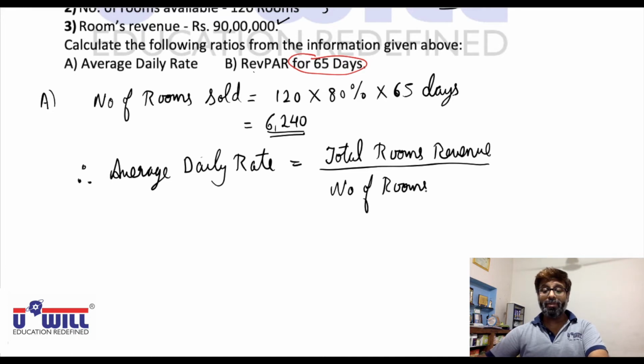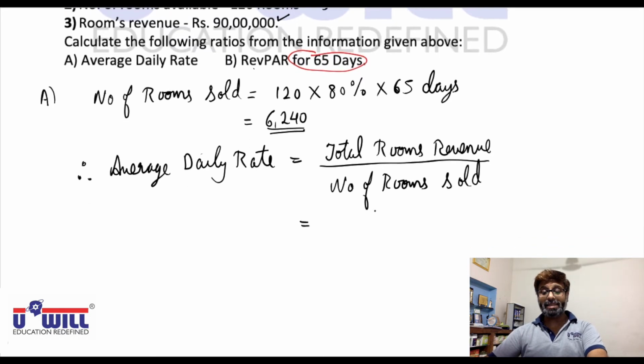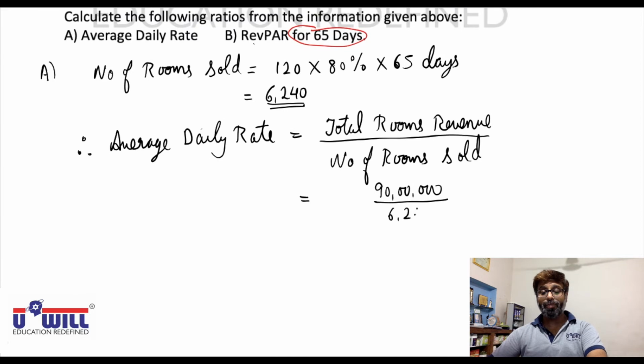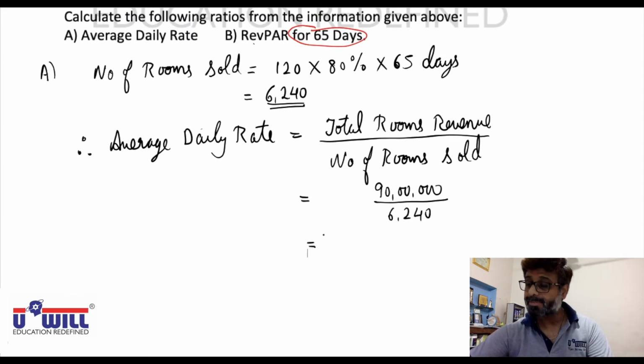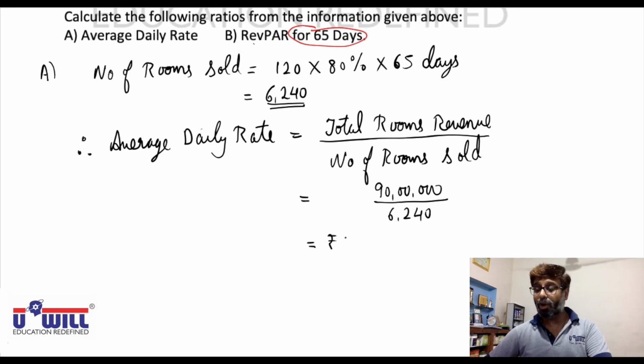I am assuming that before you start these questions, you all would have learnt and written the formula 5 times. So total rooms revenue 90 lakhs divided by number of rooms sold 6240. So 90 lakhs divided by 6240, 1442.307 means 0.31 is the average daily rate you are charging for every room.